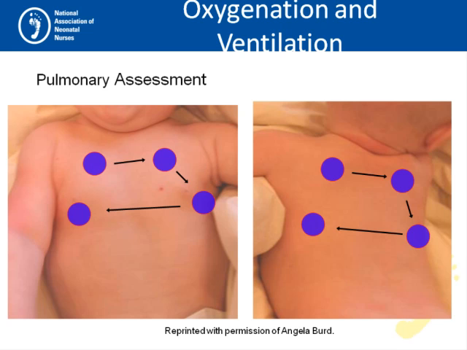Variations from the normal include tachypnea, which is a respiratory rate greater than 60, and it indicates respiratory distress, possibly, or congestive heart failure, sepsis, hypothermia or hyperthermia, hypoglycemia or polycythemia.